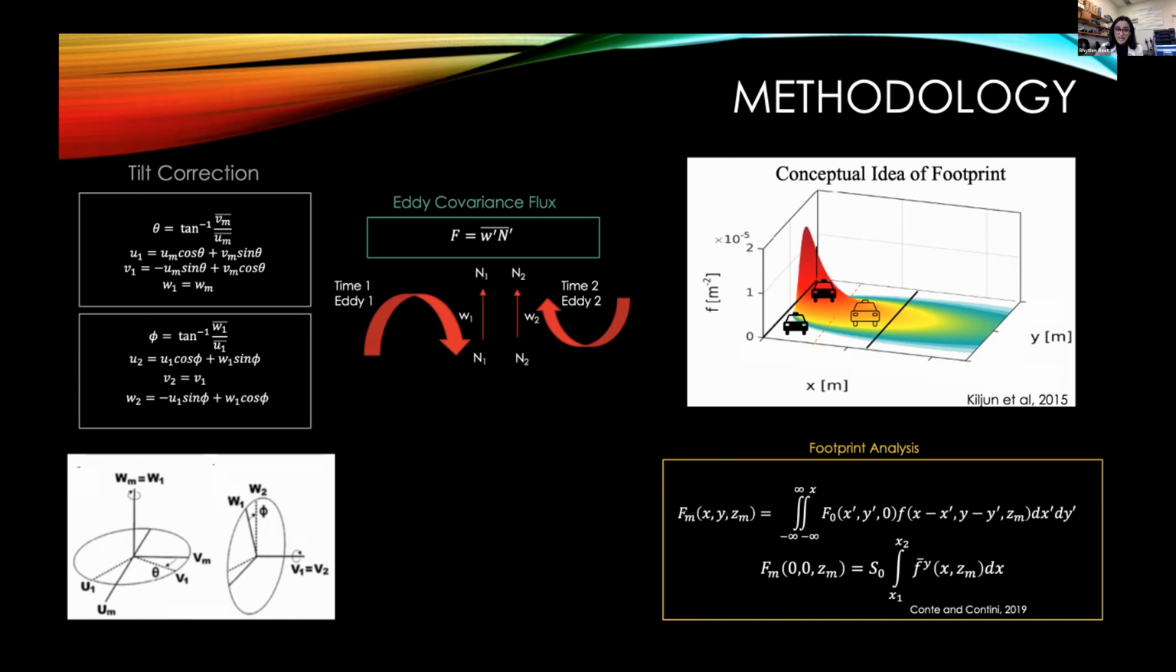Once we correct the anemometer, we can move on to the eddy covariance flux. The eddy covariance flux is just a measure of the vertical turbulent flux, or the transmission of aerosols per unit time per unit area. For example, if we know the number of aerosols at time 1 and eddy 1, and we know the number of aerosols at time 2 and eddy 2, we're able to determine what the vertical flux is at that point.